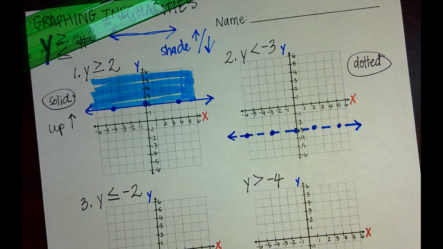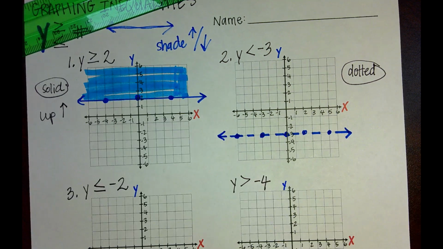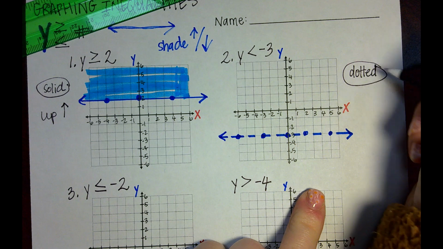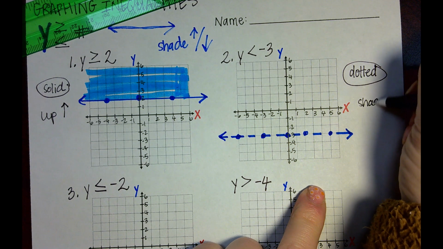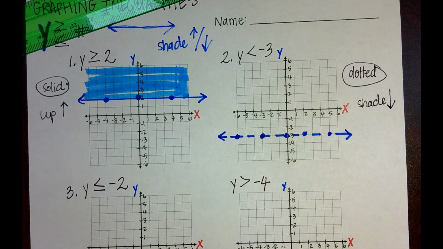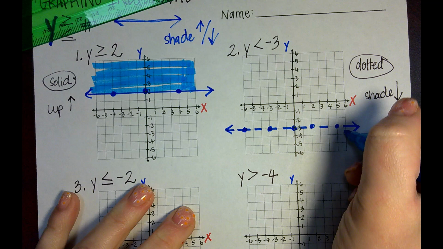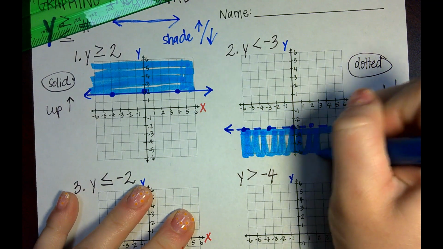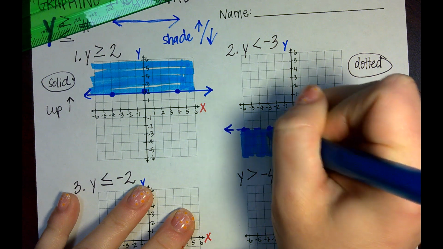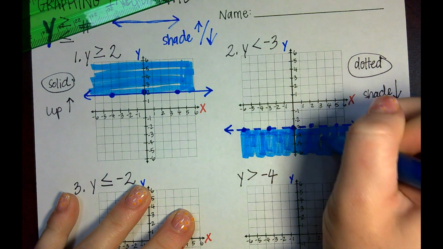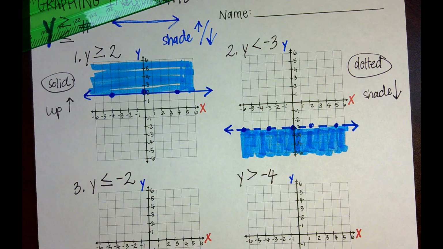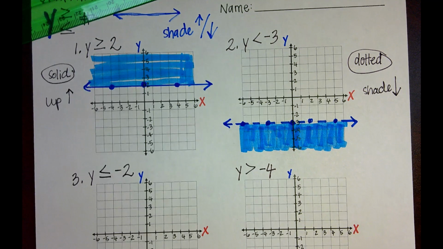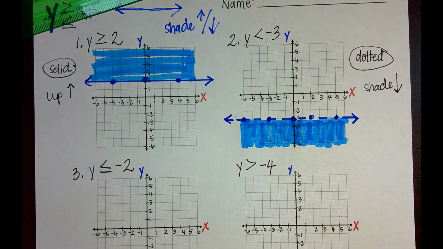And are we shading up or down? We're shading down, because it's less than. Good. Perfect. There is our graph for number 2.